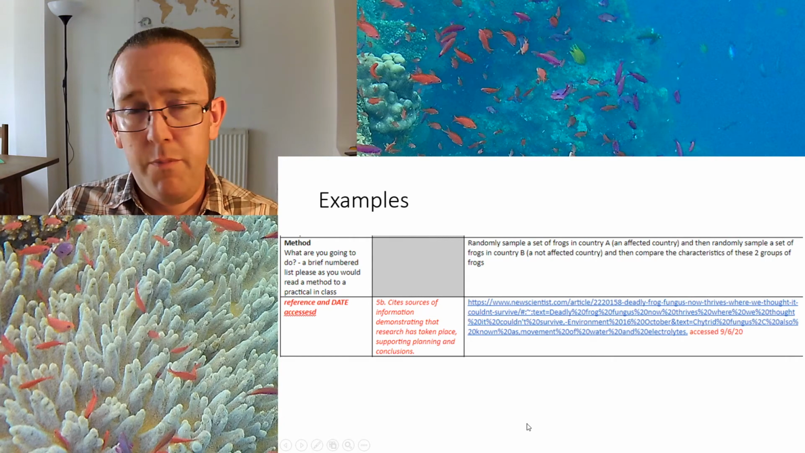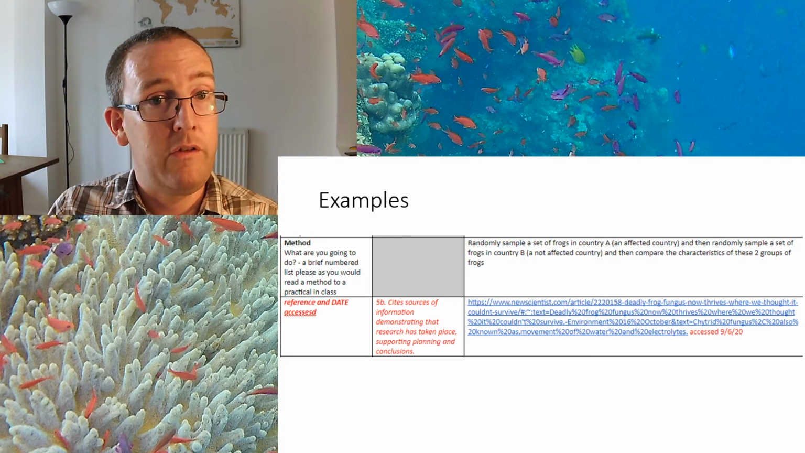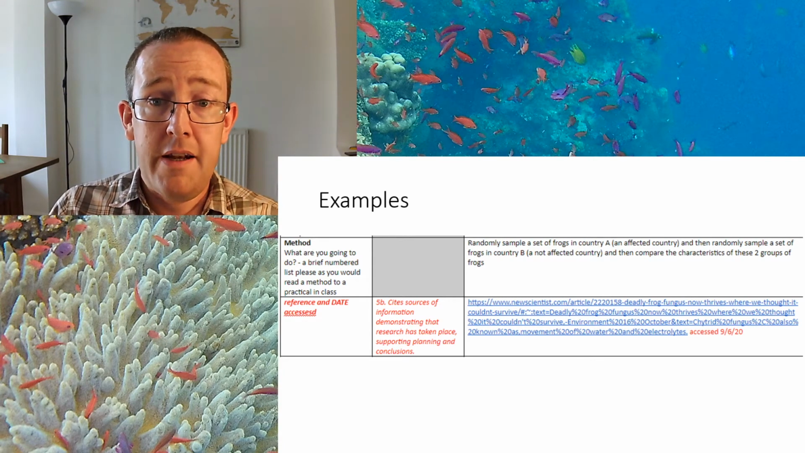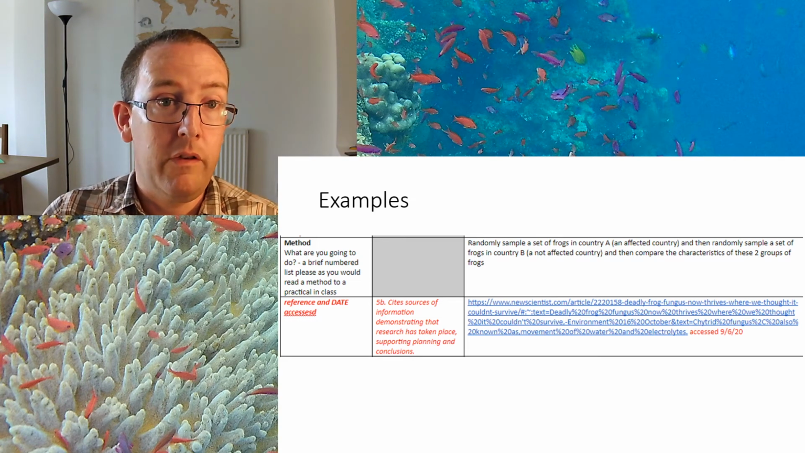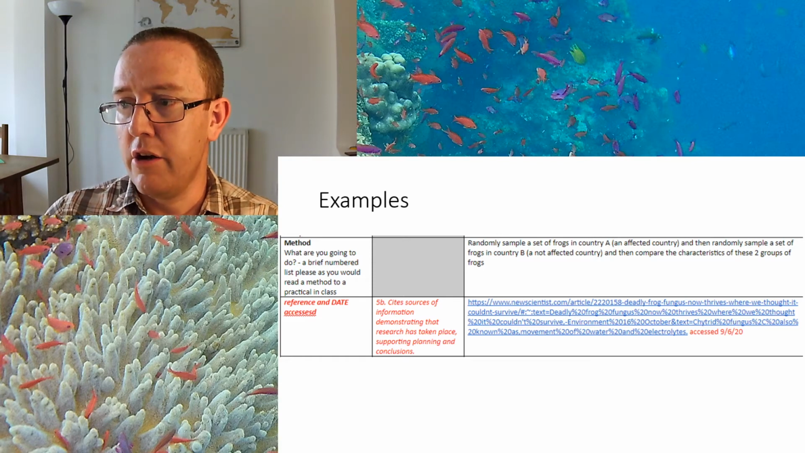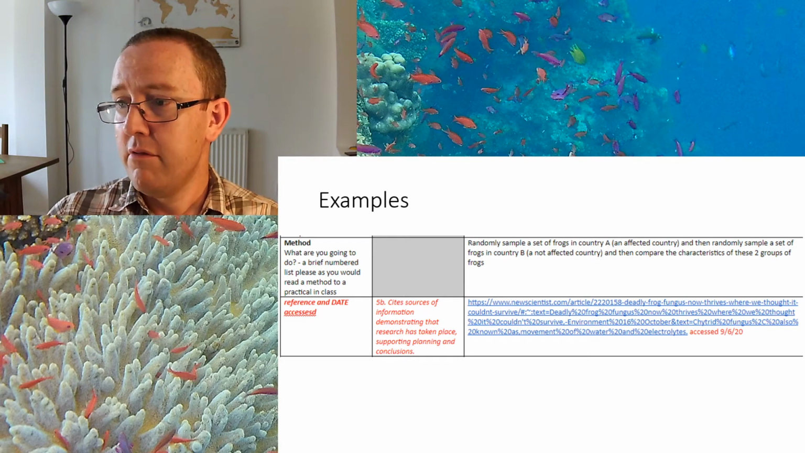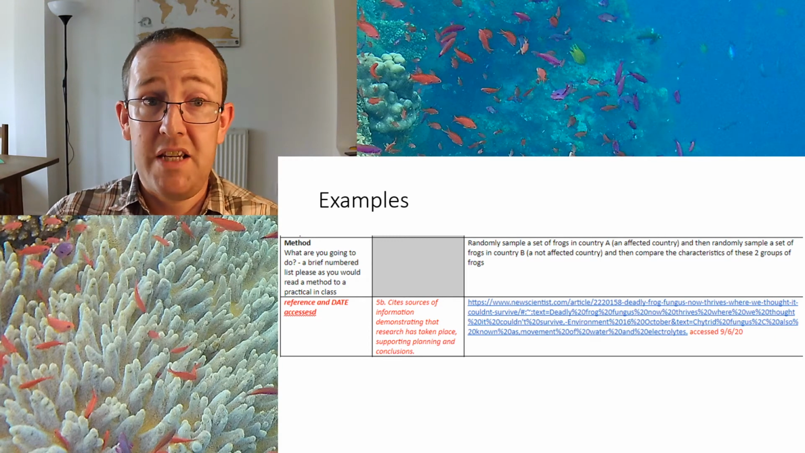This one, even worse, right? This is a terrible example. This is basically just nicked off the model answer that was up for a while, literally word for word what was on Mrs. Omani's example answer. "Randomly sample a set of frogs in country A, an affected country." That's literally not an experiment, it's not a method. Okay, that's basically for us.